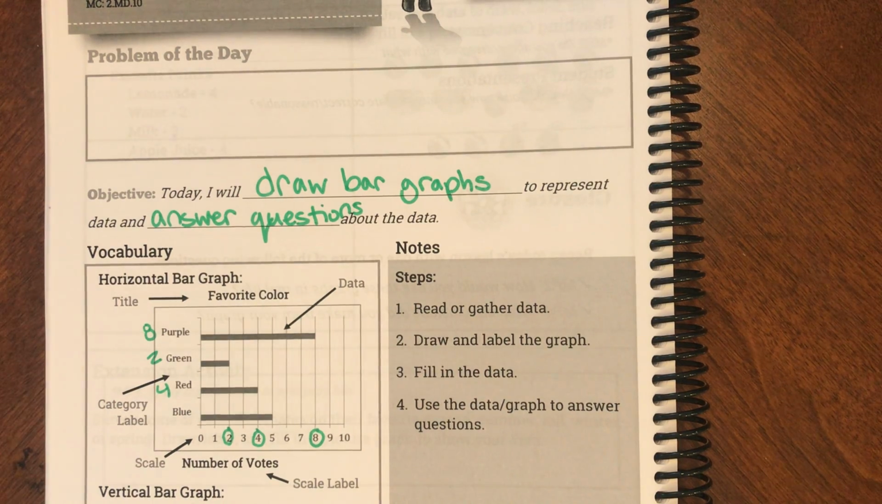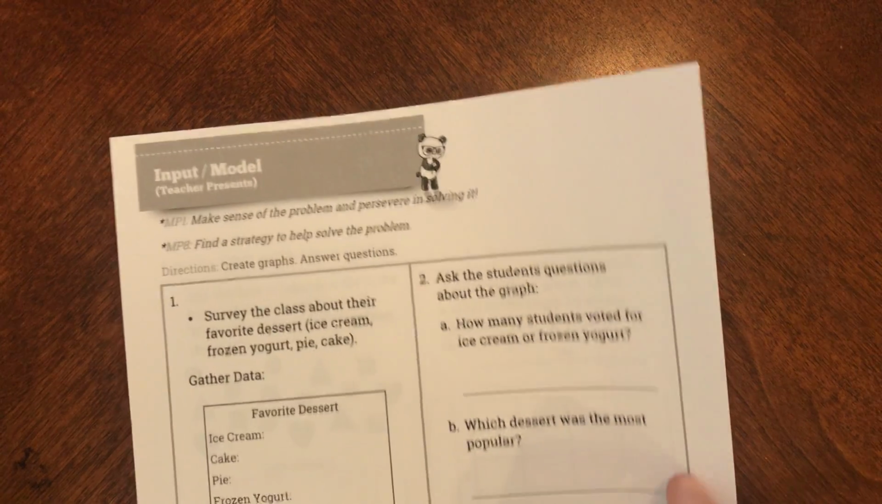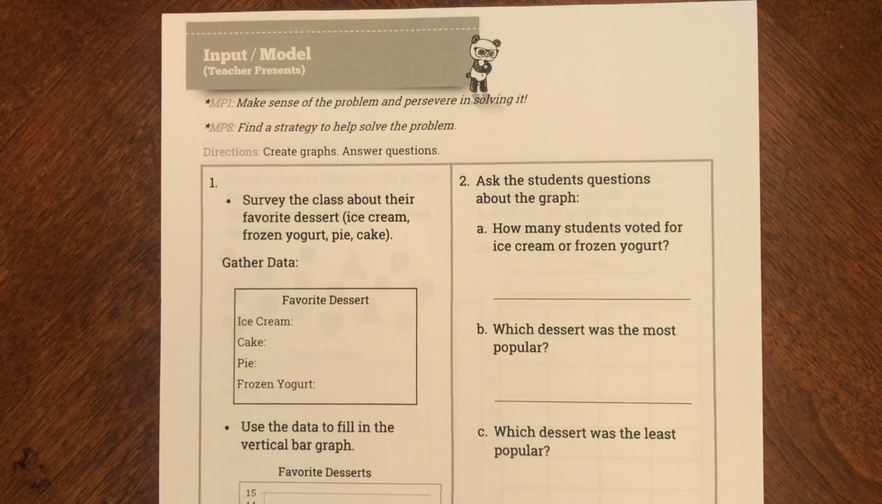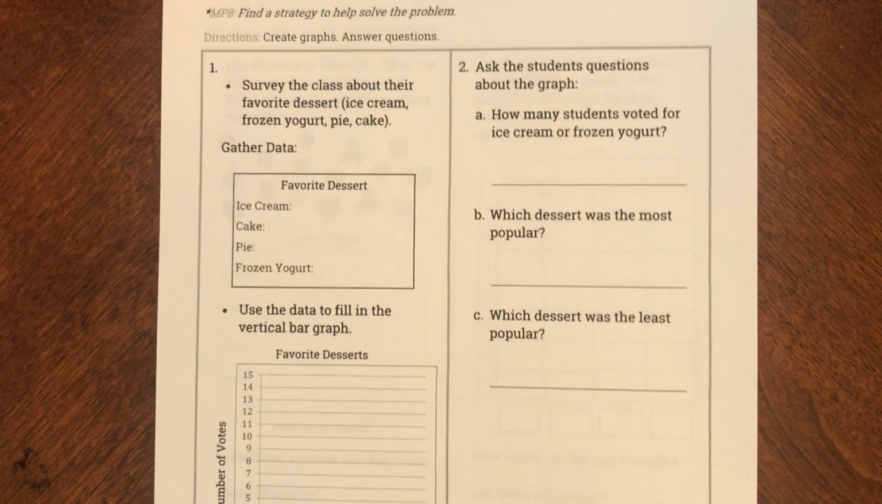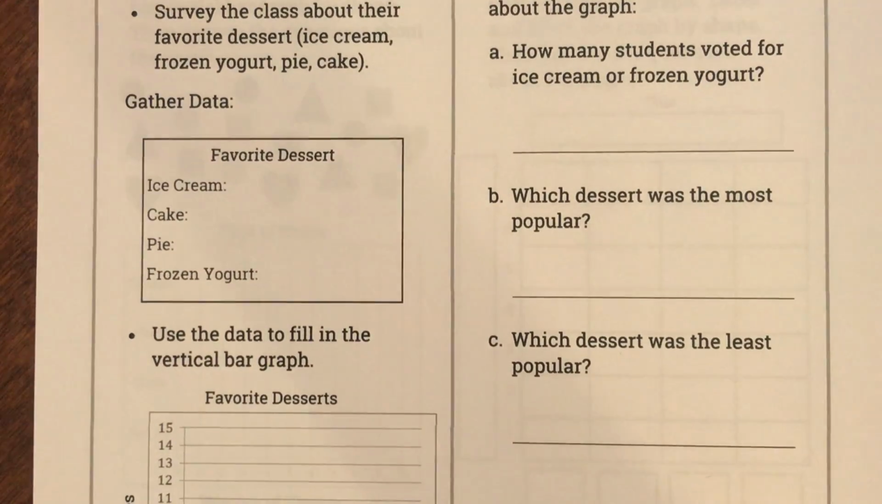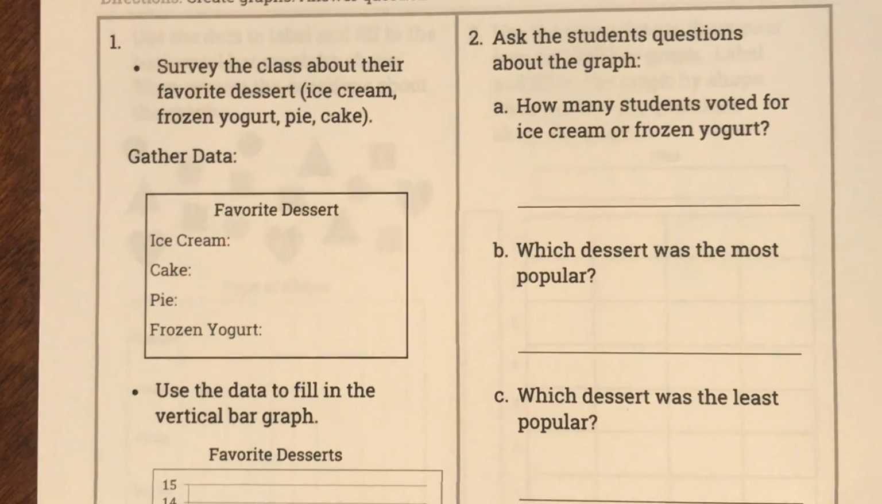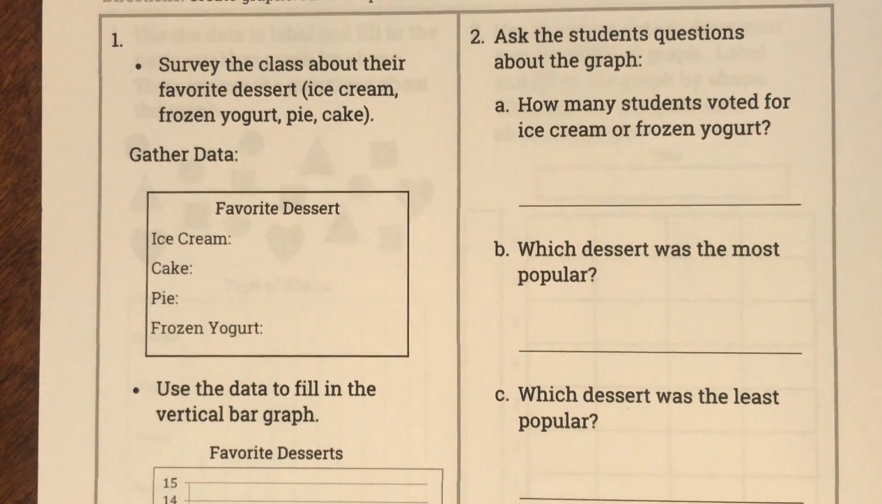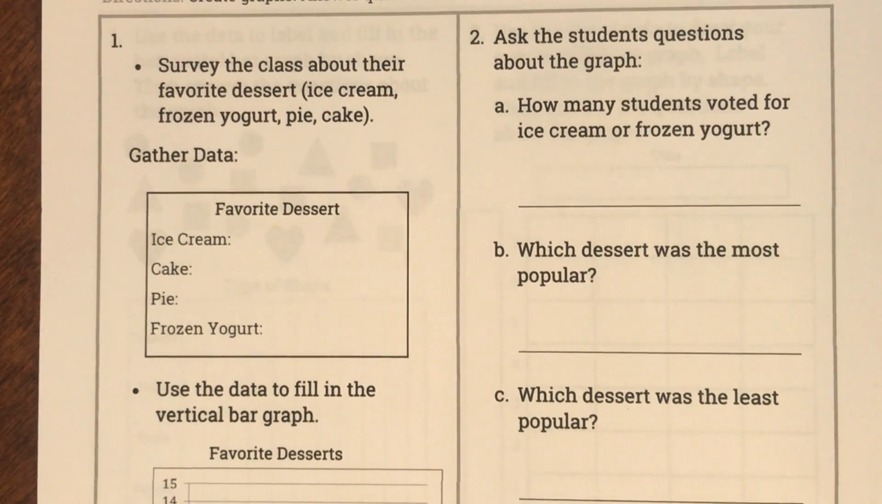Okay, so boys and girls, I'm going to put my green pen down and do a few problems for you. Here is my problem. I'm going to zoom in a bit. Okay, so my first problem says, survey, like ask questions, survey the class about their favorite dessert: ice cream, frozen yogurt, pie, or cake.